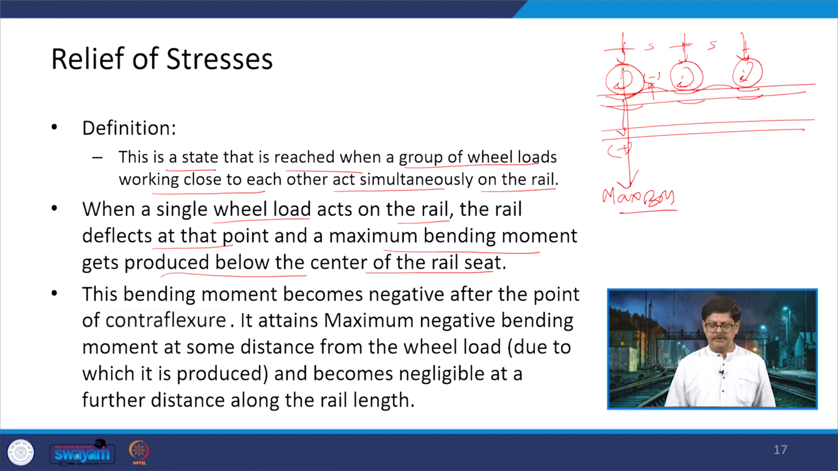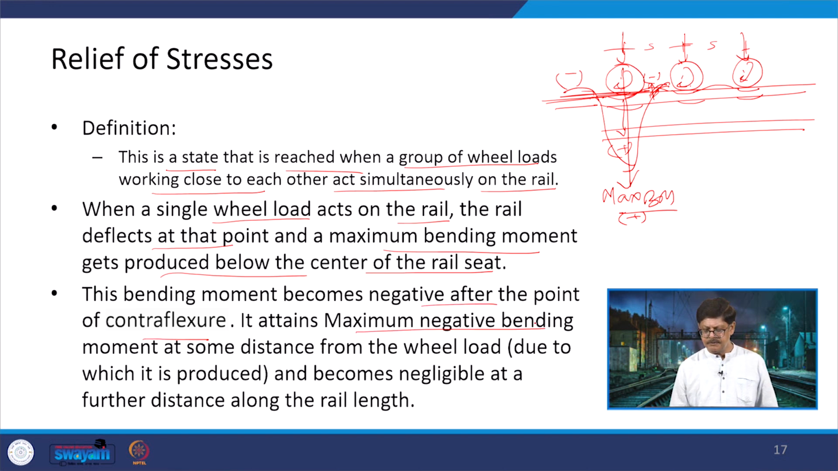Now, this bending moment becomes negative after the point of contraflexure. So, when we are talking about a bending moment, obviously on this side it is going to be the other profile. That means it is going on the other side of the line if we take this as a datum line where the load is being applied. So, this is a positive bending moment, and then obviously this is a negative bending moment which will be caused. So, the bending moment becomes negative after the point of contraflexure.